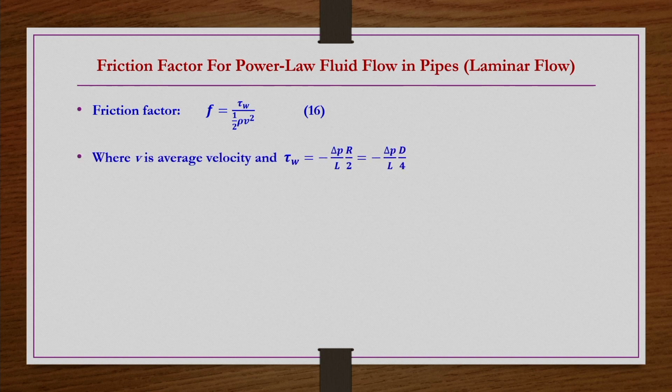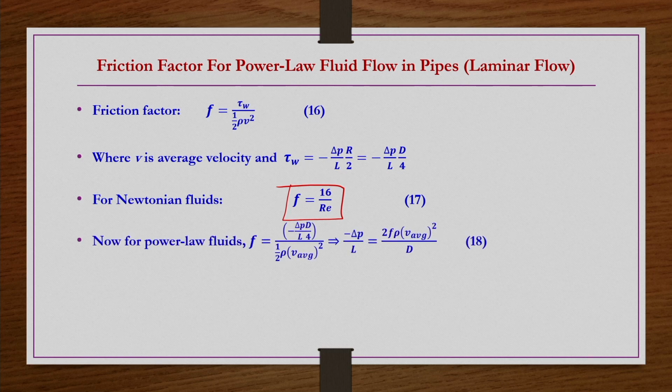Here this V is nothing but the average velocity and tau w is the wall shear stress, that is minus delta P by L times R by 2, or minus delta P by L times D by 4. Now, for Newtonian fluids, we already know that f is equal to 16 by Re, which we derived in our basic fluid mechanics course, or basic transport phenomena course. Now, if the fluid is non-Newtonian, especially a power law fluid, what is this f factor? That is what we are going to see now.